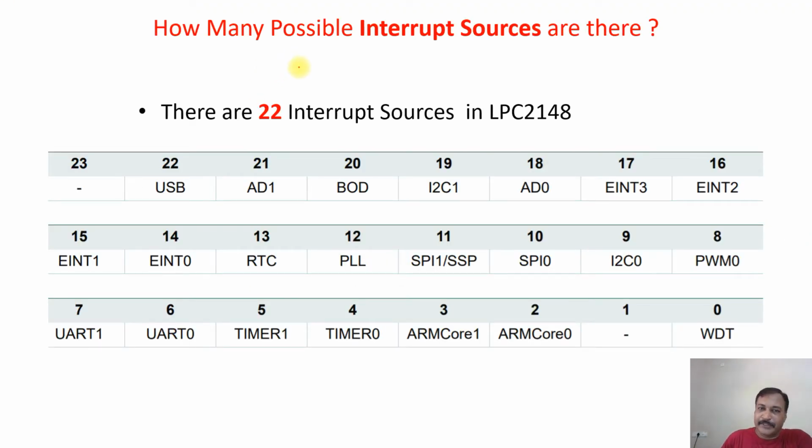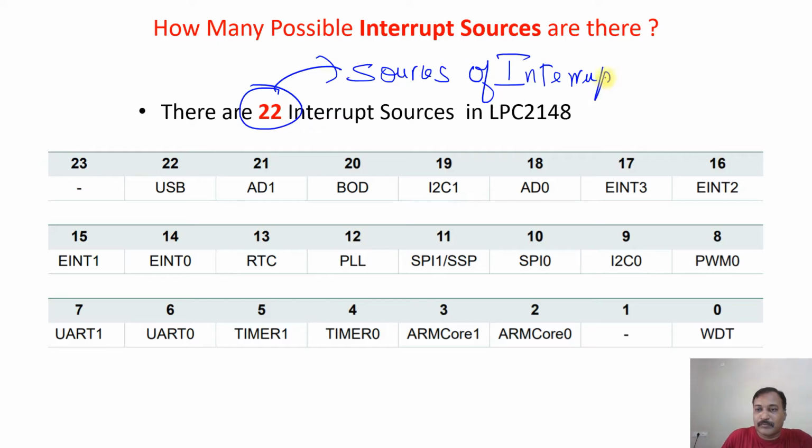In LPC2148 there are totally 22 interrupts. In 8051 we have 6 interrupts. In LPC2148 we have 22 interrupts. That means there are 22 possible ways in which you can gain the attention of a microcontroller. So there are 22 sources. What are the 22 sources?